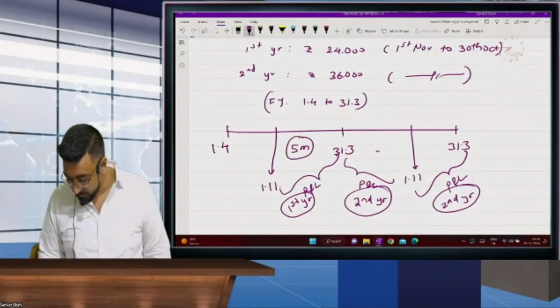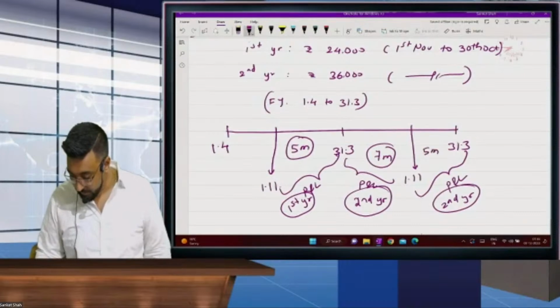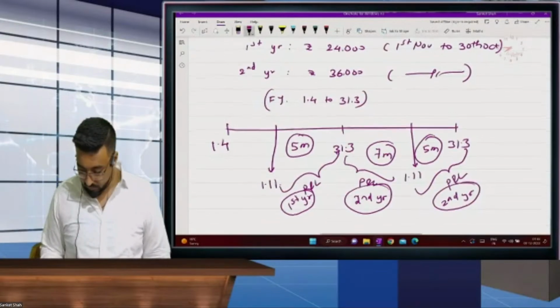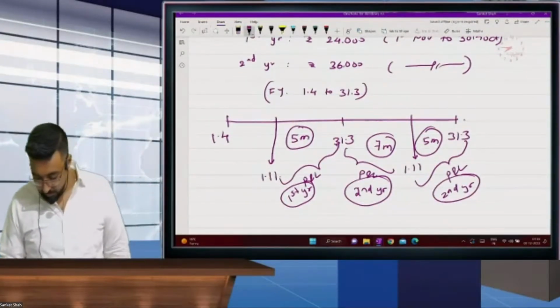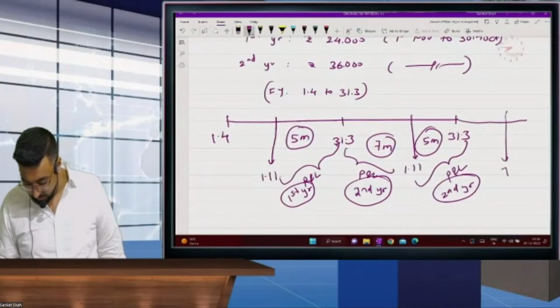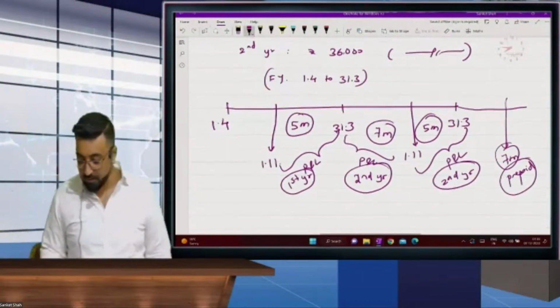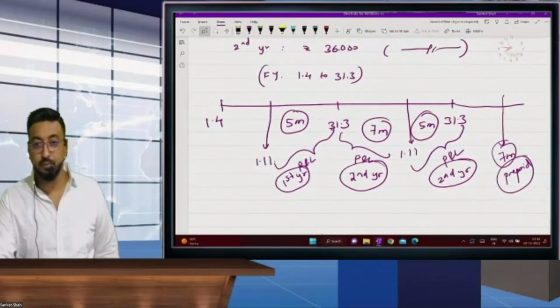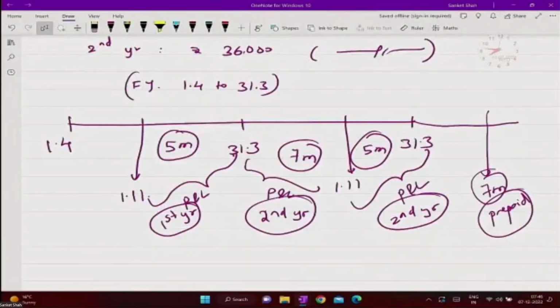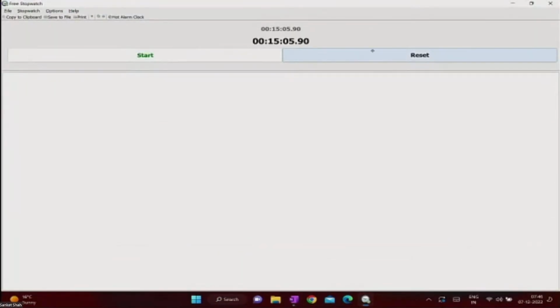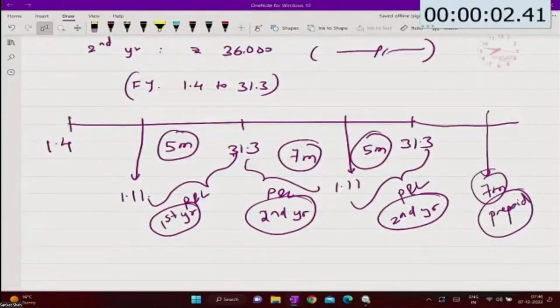This is 5 months, 7 months, and again 5 months. So now you do it on your own. And the next 5 months, 7 months will be prepaid. This is the hint. This is the hint for first year and second year. So this is a hint for first year and second year. Okay, you have 4 minutes.